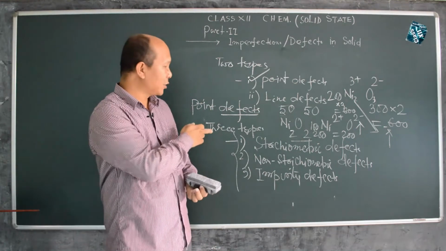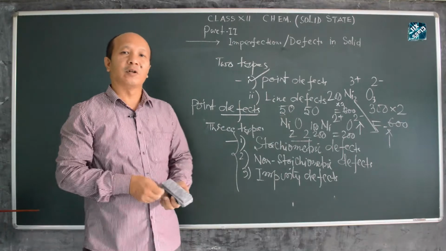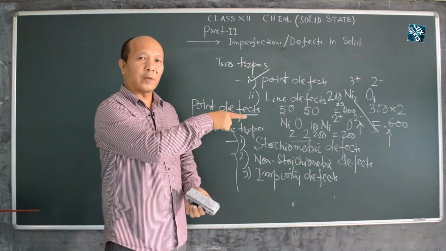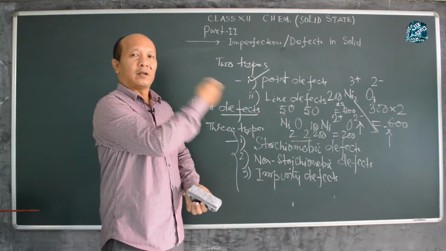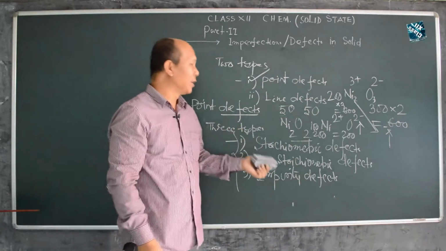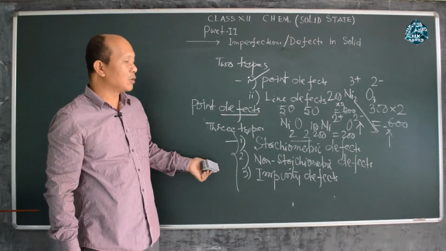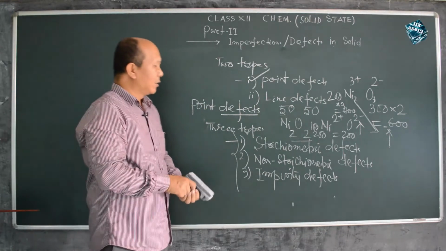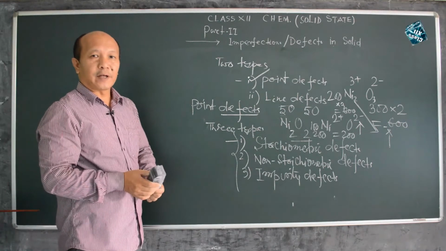For stoichiometric ratio between cation and anion, if it remains the same, that case the formula value holds and it is stoichiometric. If defects occur and the ratio changes, that type of defect is known as non-stoichiometric defects. Understand the record. Then, types of stoichiometric defects.